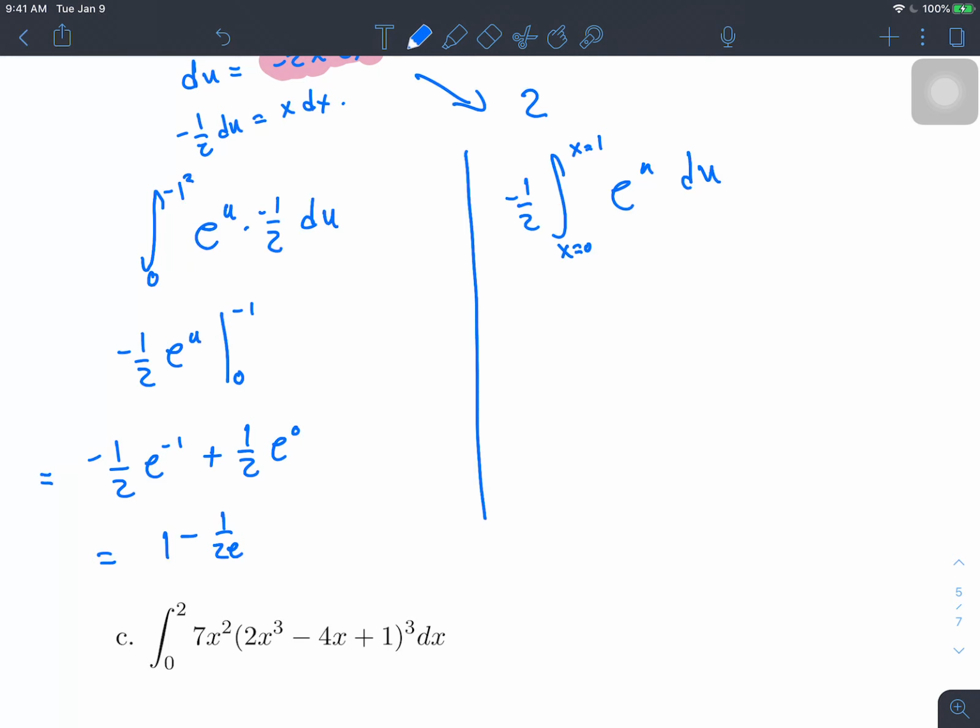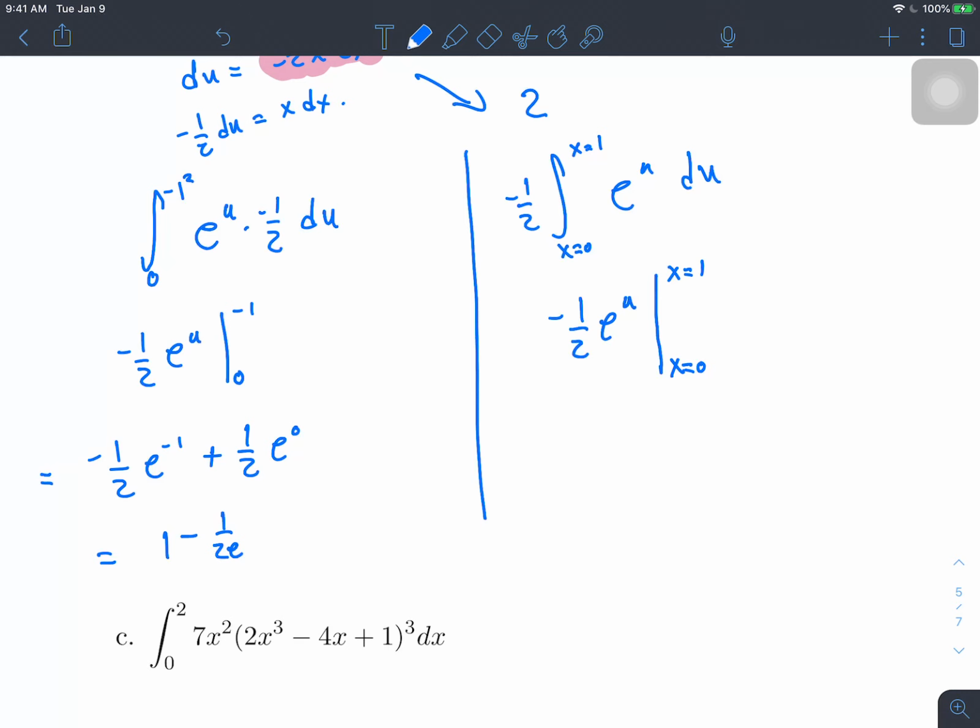Okay, then for this second one, we're going to do the same kind of process. We're going to get -1/2 e to the u, and the way we're going to write it is we're going to write our bar, but we're going to write x equals 0 and x equals 1. Okay, to make sure that we're going to use x.